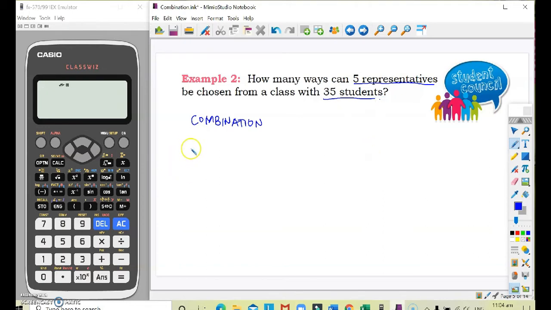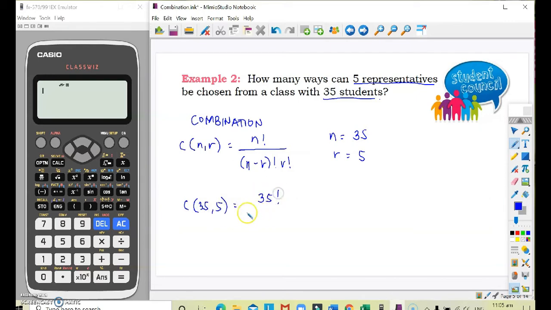Okay. Since it's a combination problem, we're going to use the formula n choose r is equal to n factorial over quantity n minus r factorial times r factorial. In this case, what's n and what's r? N is 35 because there are 35 students from which we will choose the 5 representatives. That means r is 5. Following the formula, we have 35 choose 5 is equal to 35 factorial over quantity 35 minus 5 factorial times 5 factorial.